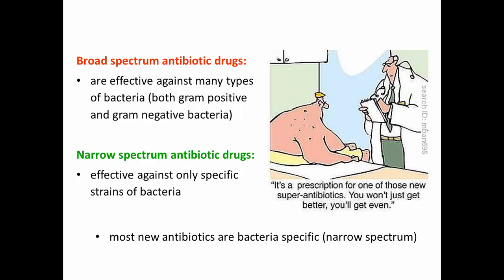A narrow-spectrum antibiotic drug is an antibiotic that is effective against only very specific strains of bacteria. And again, the disadvantage is that we have to be able to identify that strain specifically so that we get a drug that treats it. But the advantage is that then we are only using that particular drug when we have that particular type of infection. And so bacteria aren't exposed to that particular drug, a narrow-spectrum antibiotic, often, and so they don't have a chance to develop evolutionarily resistance against that drug. Most of our new antibiotics are bacteria-specific, narrow-spectrum, for that particular reason.